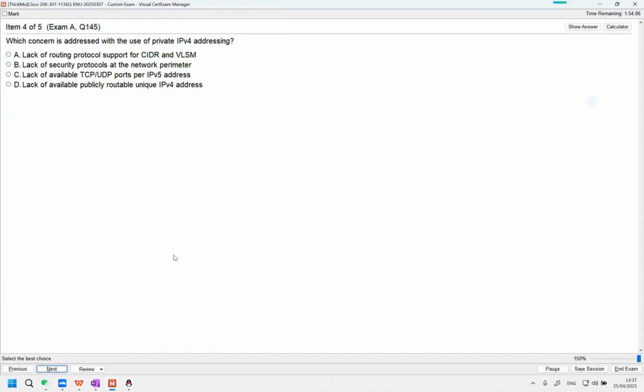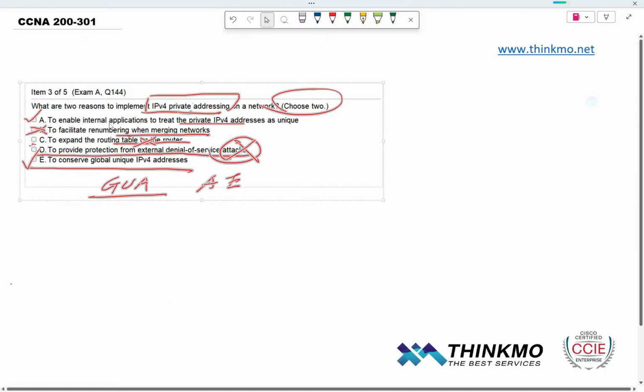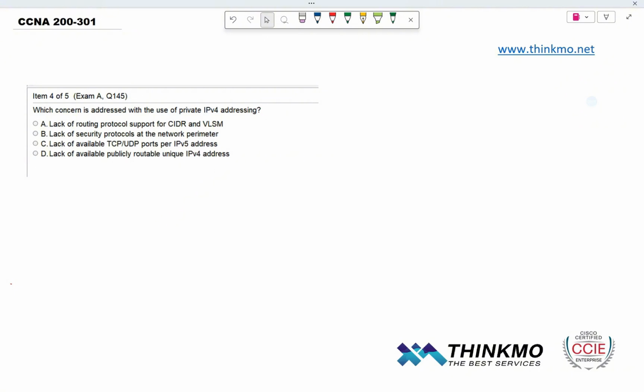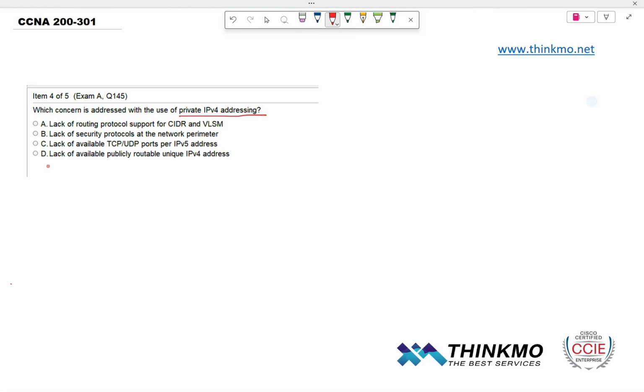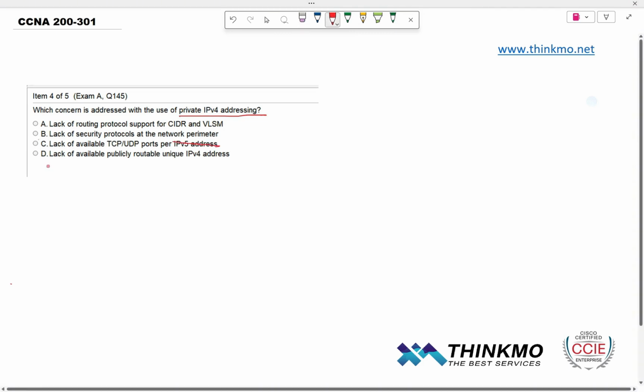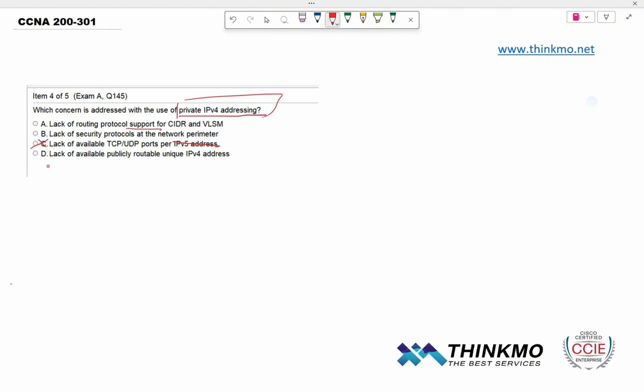Okay, question 4. Question 4 also talks about private addresses, the IPv4 private address question. It asks what problem it solves. First, we see something called IPv5. This is definitely wrong. This option C is definitely wrong. Additionally, it says that the private address is to support CIDR and variable length subnet masks, which is for supporting subnetting. So this is also incorrect.